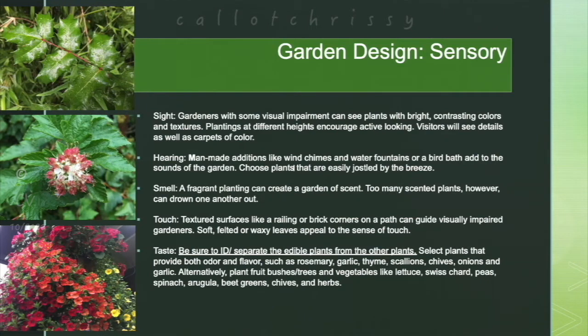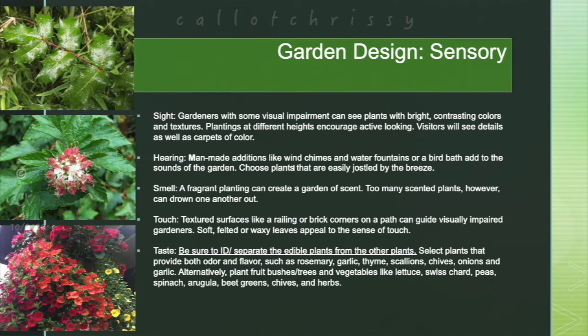Plant suggestions. I have plants listed here that are good to stimulate sight. Gardeners with some visual impairment can see plants with bright, contrasting colors and textures. Plantings at different heights encourage active looking. Visitors will see details as well as carpets of color. Hearing. Man-made additions like wind chimes and water fountains or a bird bath add to the sounds of the garden. Choose plants that are easily jostled by the breeze and that clap in the wind.